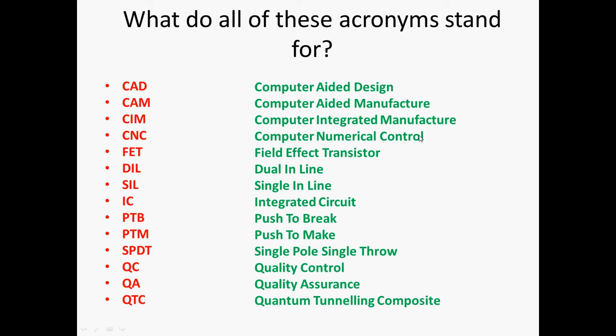CNC, computer numerical control, is what CAM machines use to move. So this basically means computers using numbers to move to different coordinates. That's how the laser cutter, the 3D printer, CNC mills all work.